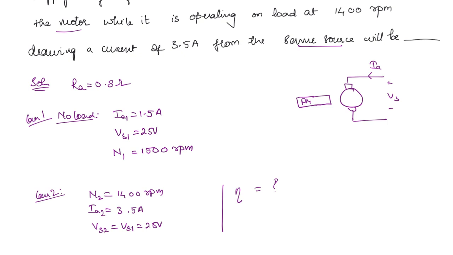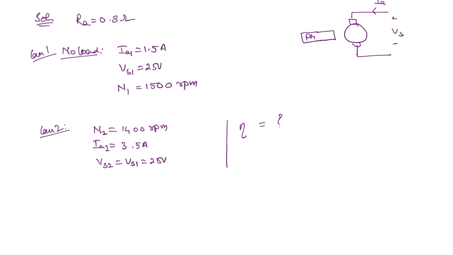Okay, so from here you can see that the supply voltage and the current that is being drawn is given. So that will give you the input power. For a motor, electrical power is the input. And what is the electrical power that is being taken? Vs into Ia. So we have the input power, P input is equal to Vs2 into Ia2. So 25 into 3.5 will give you the input power.